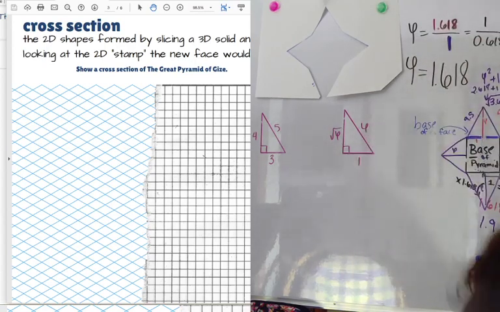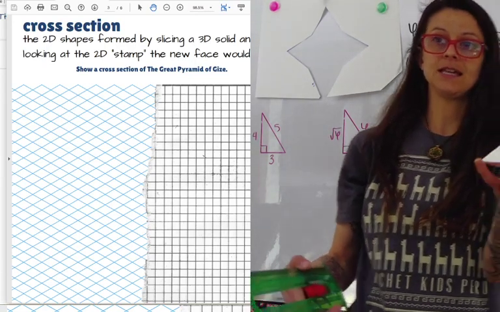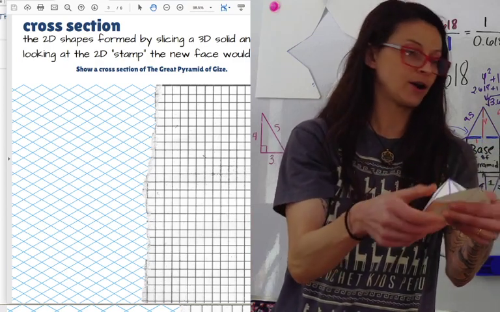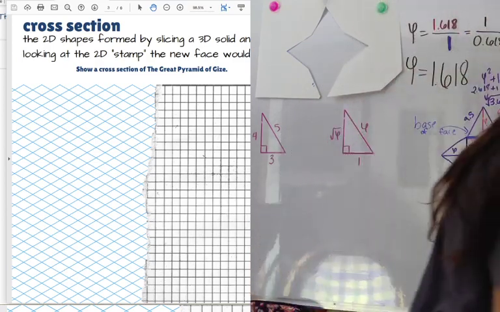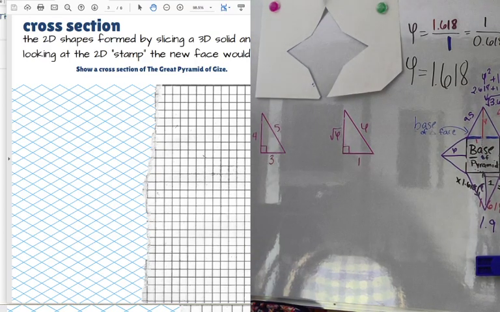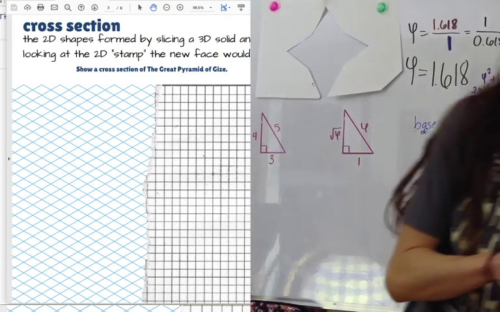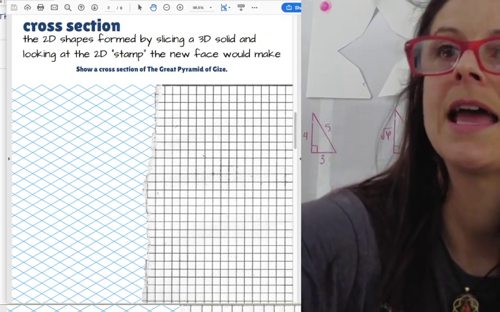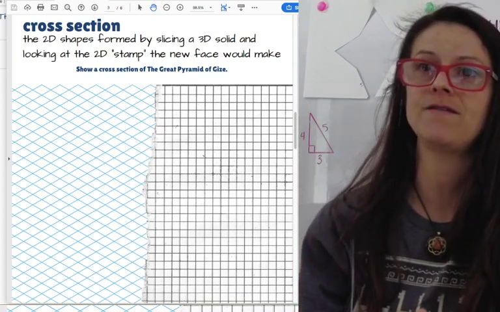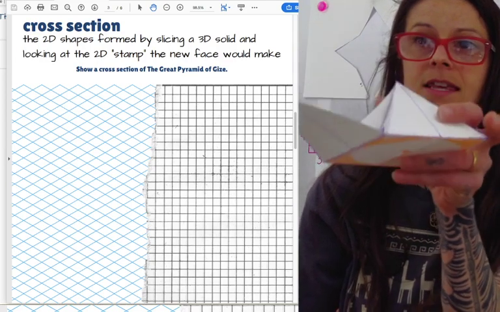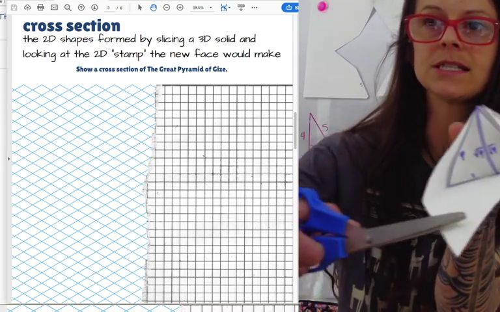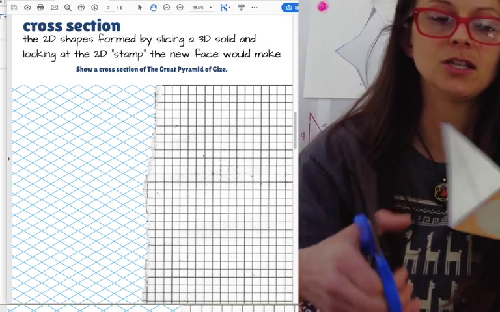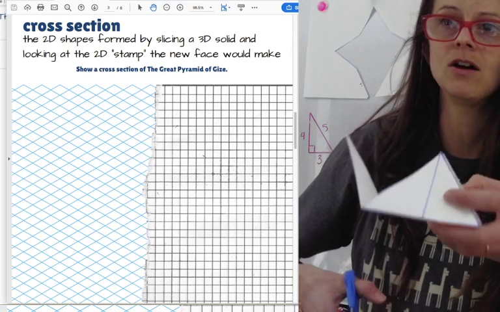If I took a knife or something flat and sliced this, chop it off, we would lose this whole front part. Let's actually slice this pyramid. So, cross sections are 2D shapes formed by slicing a 3D solid and looking at the 2D stamp that the face would make. So I'm going to go ahead and cut this. If we were to slice this pyramid through the apex, where the apex is perpendicular to the base, the slice is going to be perpendicular to the base, I'm going to be cutting right along those lines.